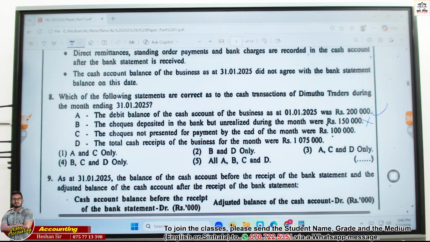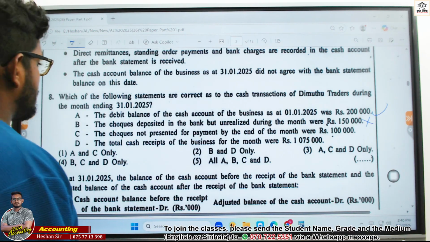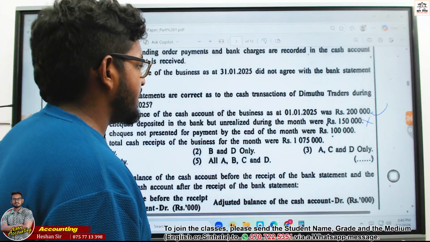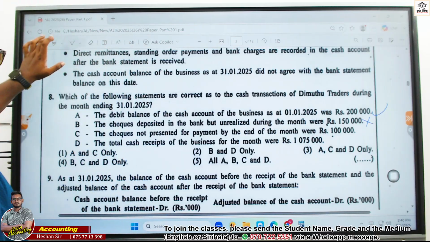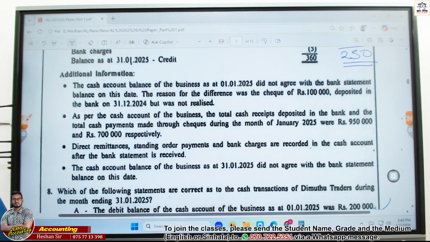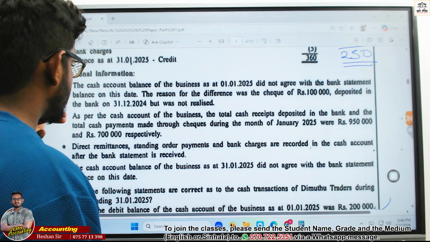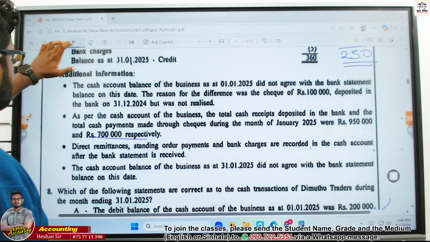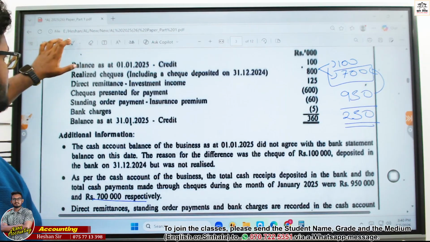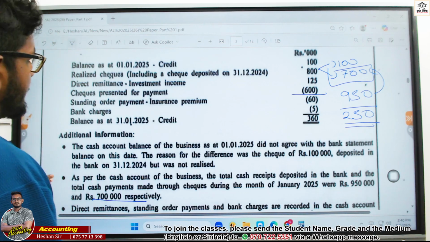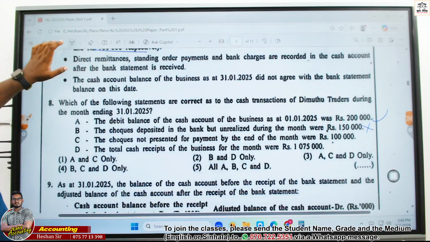Third one. The checks not presented for the payment by the end of the month was 100. Now you can see we issued checks, how much? We issued checks 700, right? How much came for payment? 600. There was no arrears from last month. So 100 is the unrealized. That is correct.